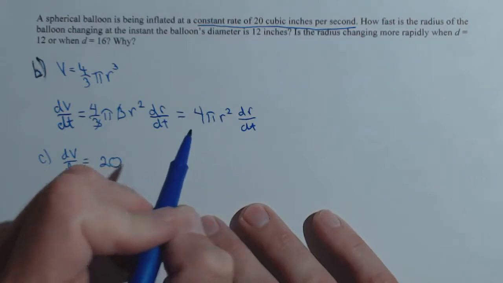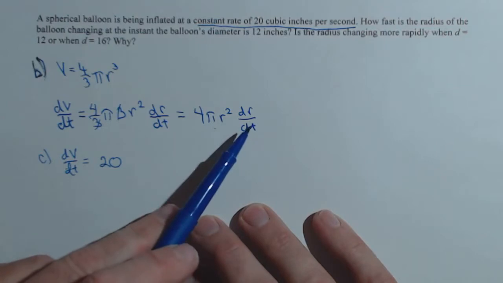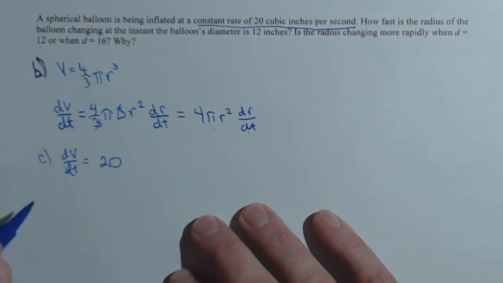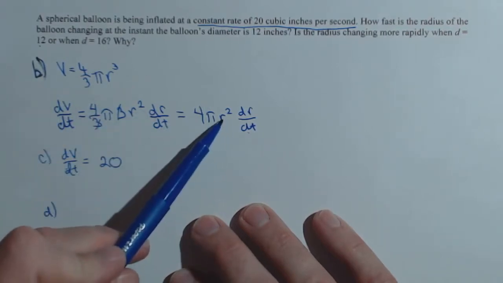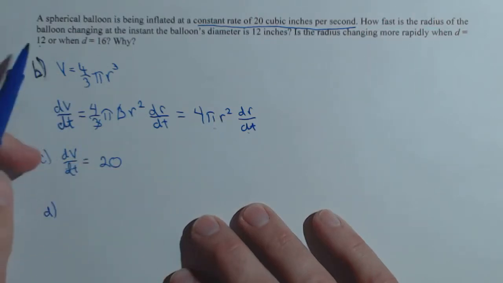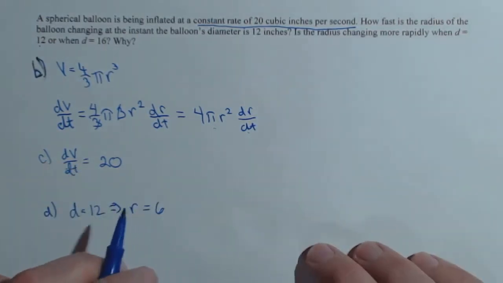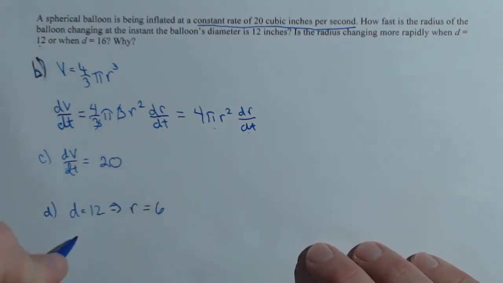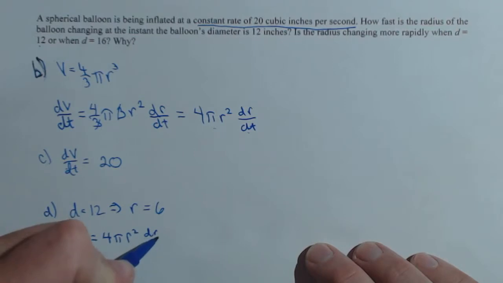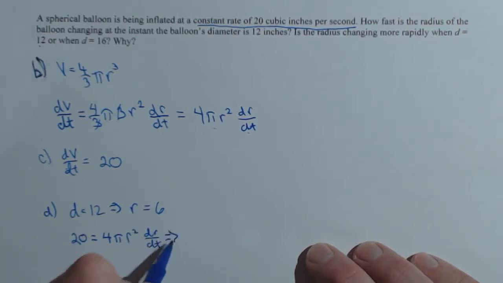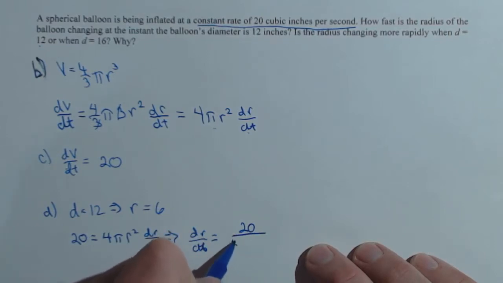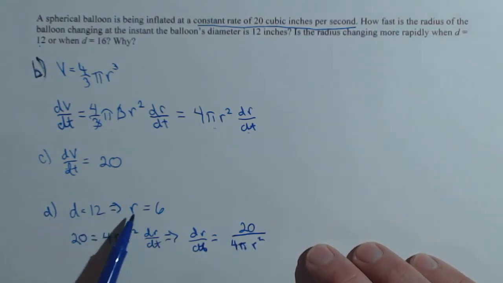So now what we're going to do is use this to figure out how fast the radius is changing. In other words, find dr/dt when d is 12 and when d is 16. Well, remember, we need r in our formula. So if d is 12, for instance, then r is 6. Putting this into our formula, we know that 20 equals 4 pi r squared dr/dt, and we want to solve for dr/dt, so dr/dt equals 20 over 4 pi r squared.